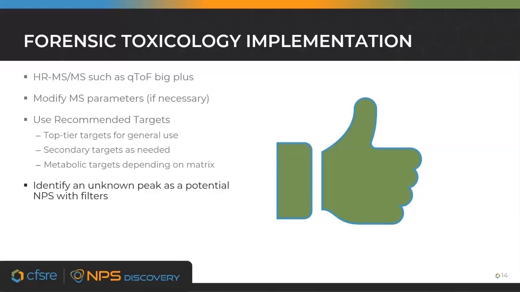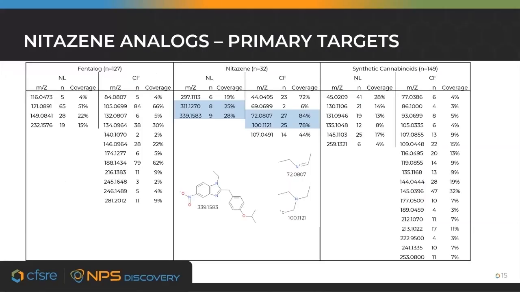The purpose of neutral loss and common fragments is really to identify an unknown peak as a potential unknown or NPS with these mass filters, and then to further investigate that mass, possibly elucidate the structure, but it is not sufficient for identification, merely to allow the possibility to identify the unknown and then to perform further investigation on that.